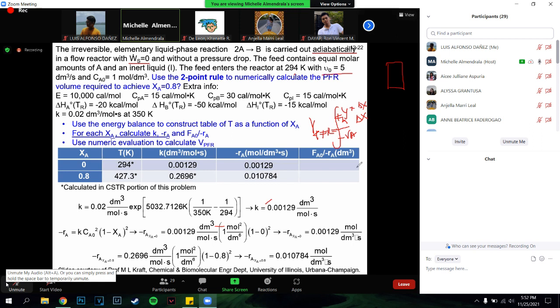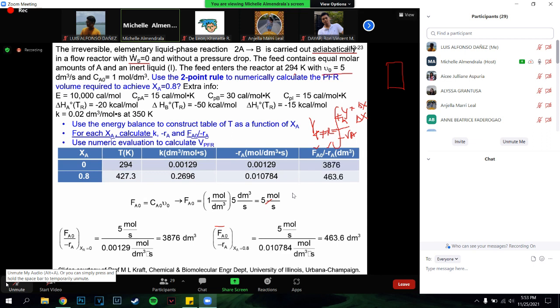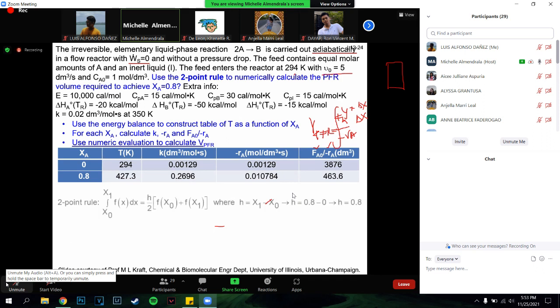Then once you have your rA, you're now ready to define your FA0 over negative rA and proceed with the integration, simple integration. Take the sum of the areas, the average of the area. Since FA0 is calculated, FA0 over rA is defined for both conversions. So you get that. And so for numerical integration, the two-point rule is just getting the average, the simplest rectangular rule.